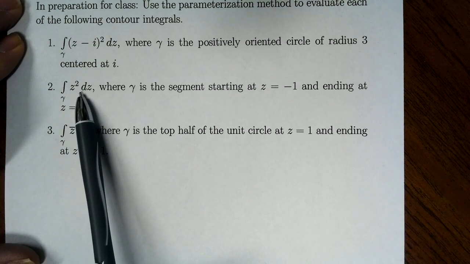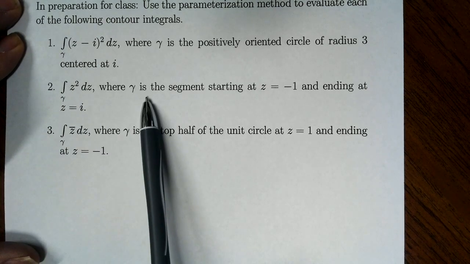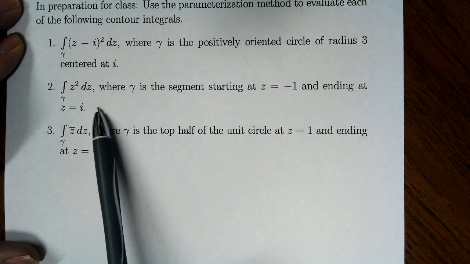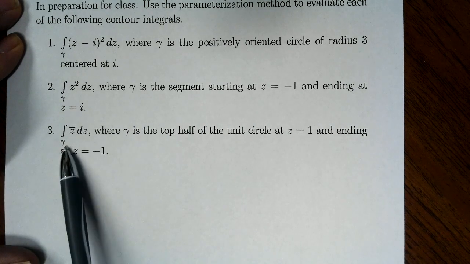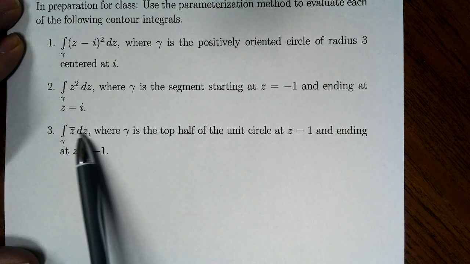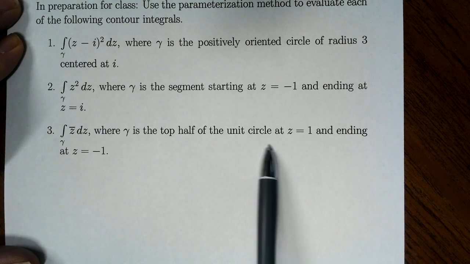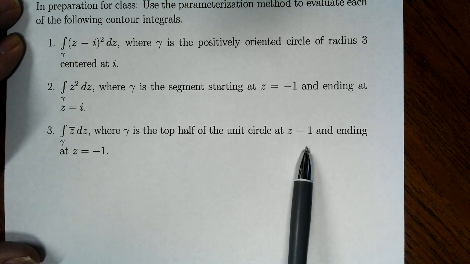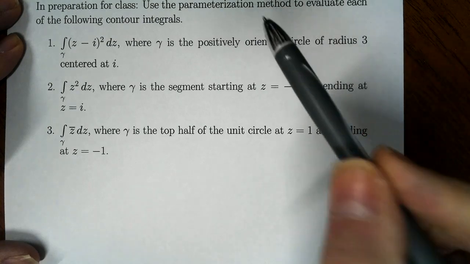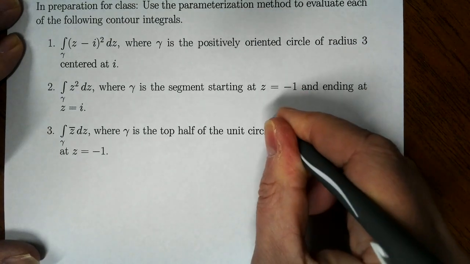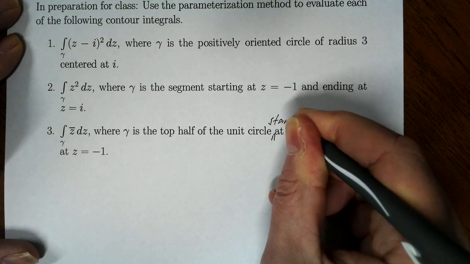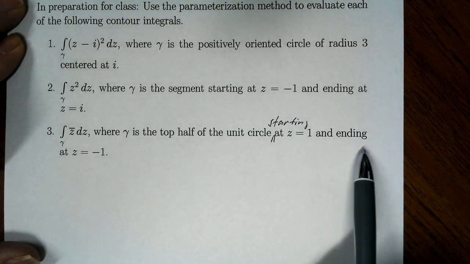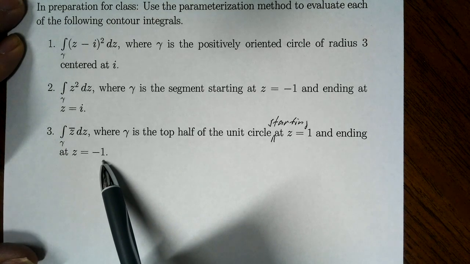f of z equals z squared. We want to integrate that along gamma, where gamma is the line segment starting at minus 1 and ending at i. And then the integral of z bar, where gamma is the top half of the unit circle starting at z equals 1 and ending at z equals minus 1.